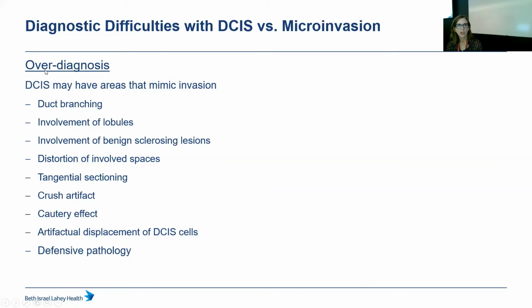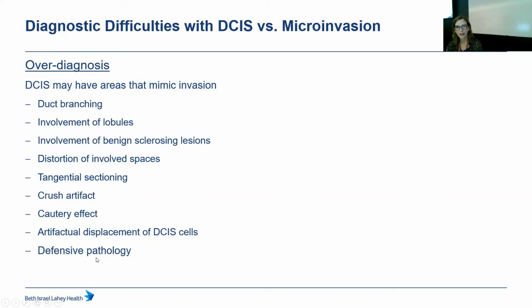So what are the challenges? Well, overdiagnosis. There are situations in which DCIS might have areas that mimic invasion, such as duct branching, or involvement of lobules can be a mimic for invasion. I talked about involvement of benign sclerosing lesions, but adenosis can be a mimic of invasion, distortion of involved spaces, tangential sectioning, and then there are various artifacts that can mimic invasion as well.